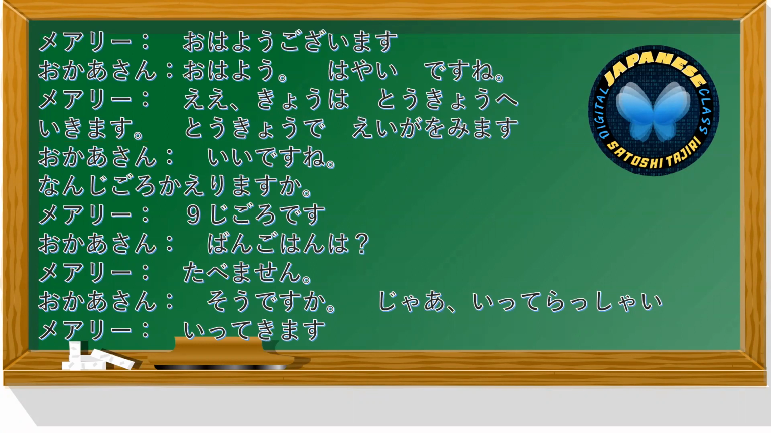Then we have here eiga wo mimasu. From the word eiga, it means movie, and mimasu is to watch. Since this is a verb of action, the place will use the particle de.